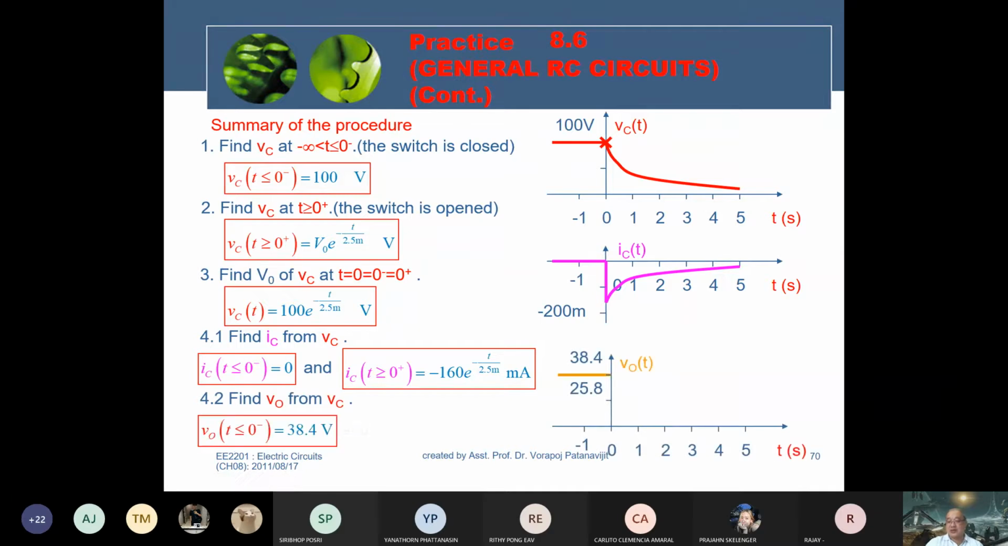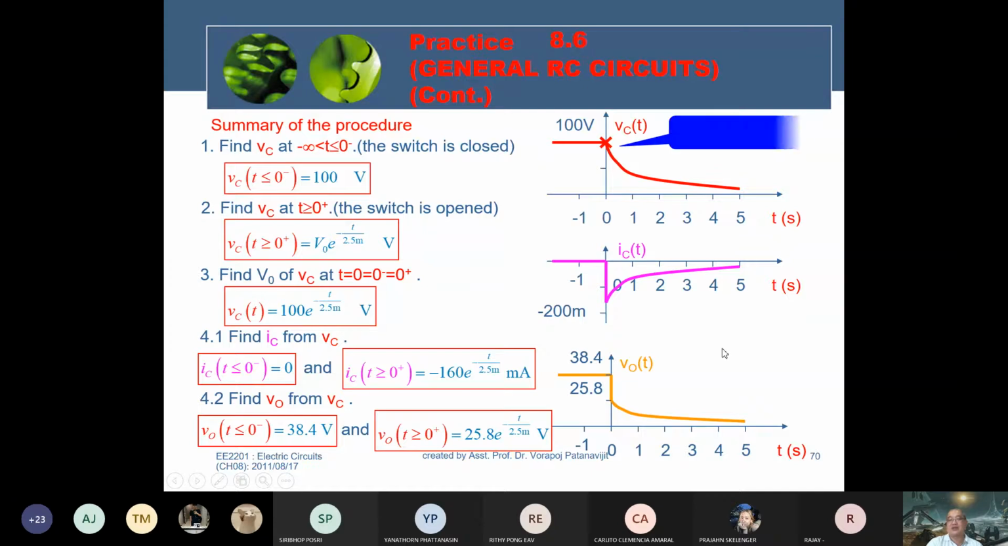Next, determine VO from VC. For time less than 0, VO equals 30x.4 volt. And for time greater than 0, it will be a decaying exponential, but it must first jump from 30x.4 to 25.8. After that, it will gradually drop to 0 soon.